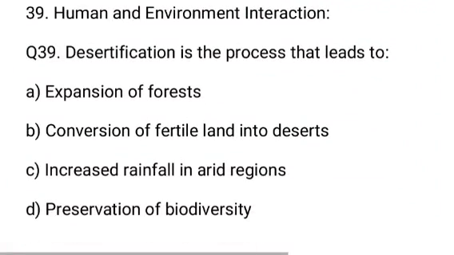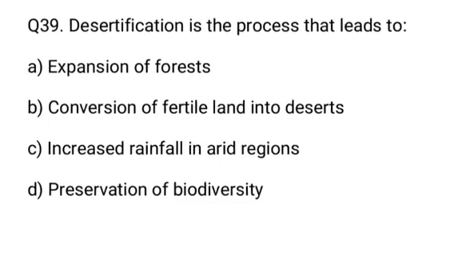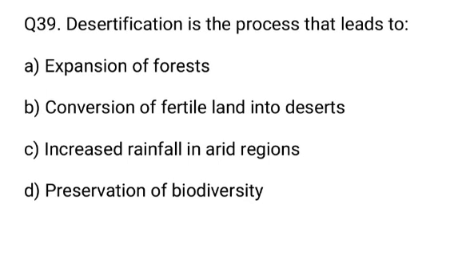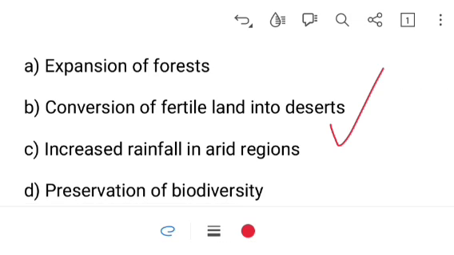So next is human and environment interaction. This is the question, and it says desertification is the process that leads to what? Expansion of forest, conversion of fertile land into deserts, increased rainfall in arid regions, preservation of biodiversity. So it will be related to conversion, not conservation, conversion of fertile land into deserts.